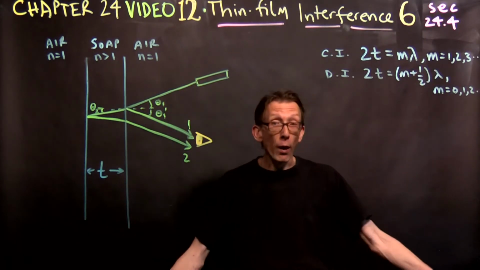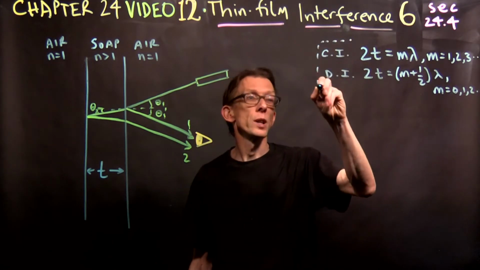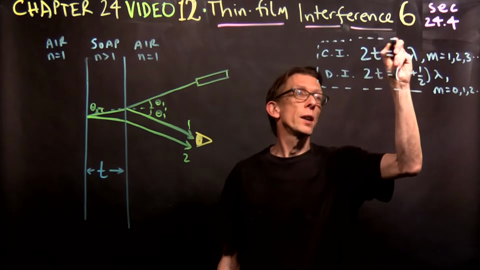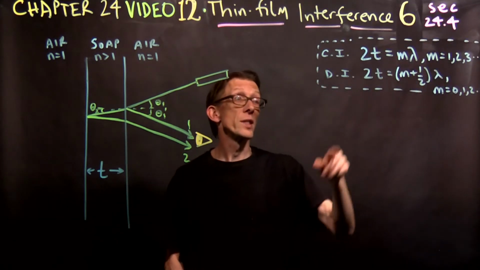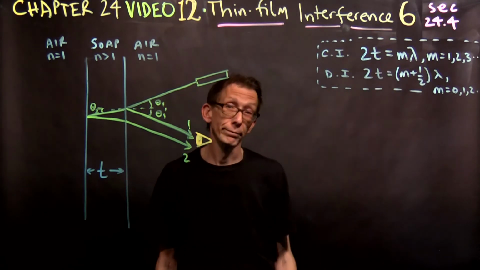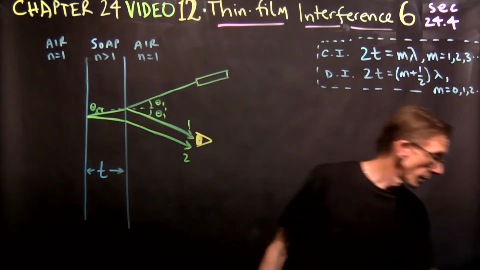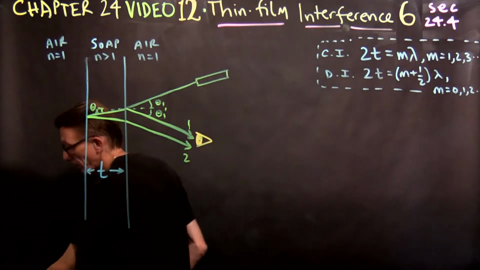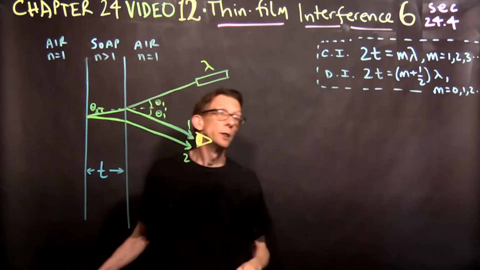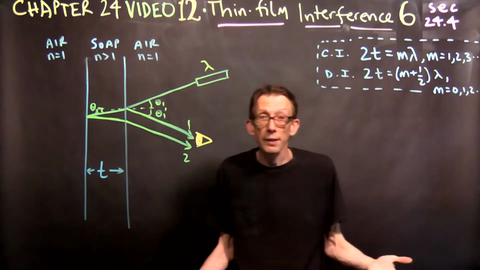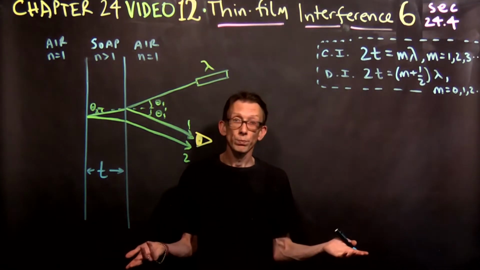For the last video, we talked about the fact that we had come up with this tentative, and as we'll see, incorrect set of conditions. For constructive interference, we said that 2t had to equal m lambda, where t is the thickness, lambda is the wavelength of the light, the laser puts out a light of wavelength lambda, and m is the index. Because any one of those phase shifts will do.